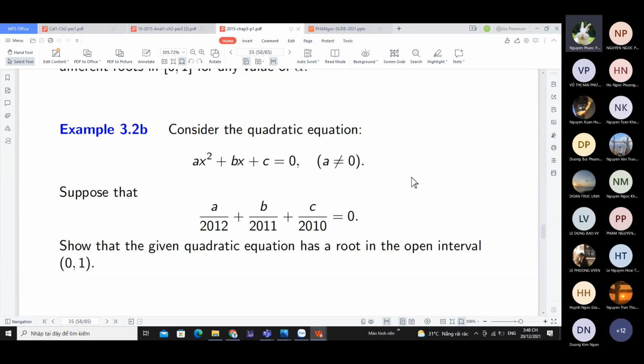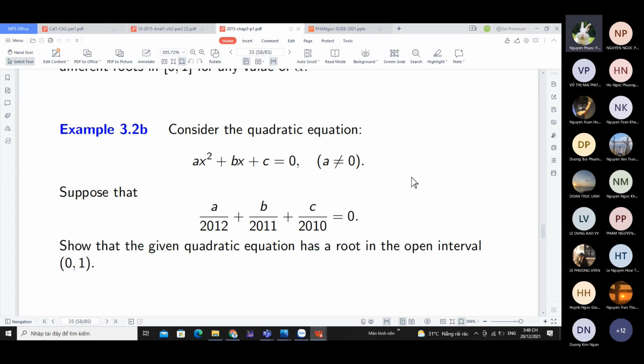an equation has a root. Here, for example, we consider the quadratic equation ax squared plus bx plus c equals 0. Here we assume that a is different from 0. And suppose that a, b, c satisfy the condition a over 2012 plus b over 2011 plus c over 2010 equals 0. Now we can show that the quadratic equation has at least one root in the open interval (0, 1).